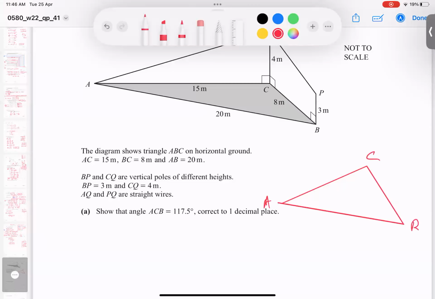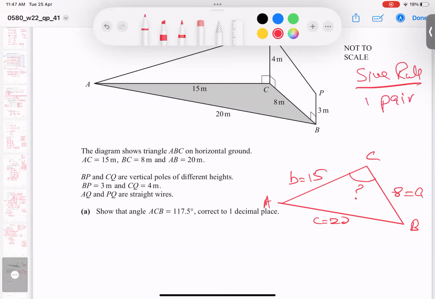A, C, B is 8, 15, 20. In front of C is called small c, in front of A is called small a, and this is called small b. And I'm looking for this angle. No pair means angle and side. Angle is not given, side is given; side is given, angle not given. With one pair, use the sine rule. The sine rule is used only when one pair is given. Pair means side and angle. If not given, then cosine.